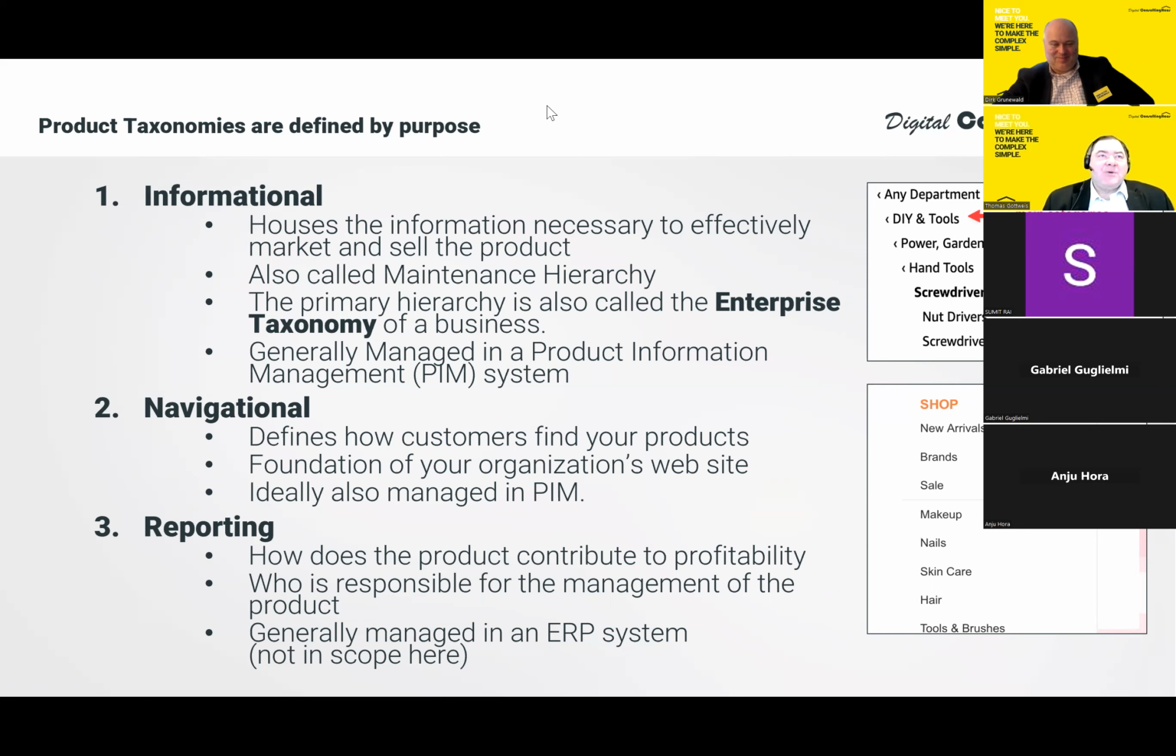And generally, they call that an enterprise taxonomy just because mostly that's done by larger businesses, although not always, in order to help really corral the large collections, the large assortments of items that retail and distribution businesses have to manage. Then from there, we've got navigational hierarchies, and that really defines how a customer is going to find your products.